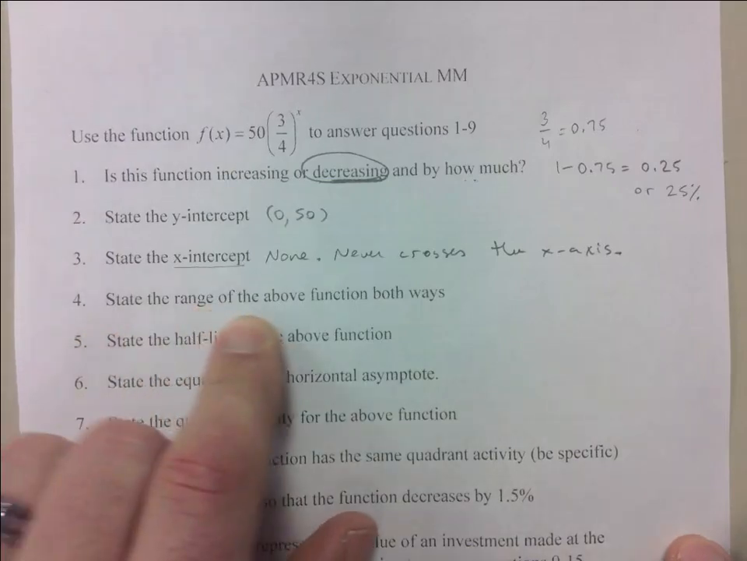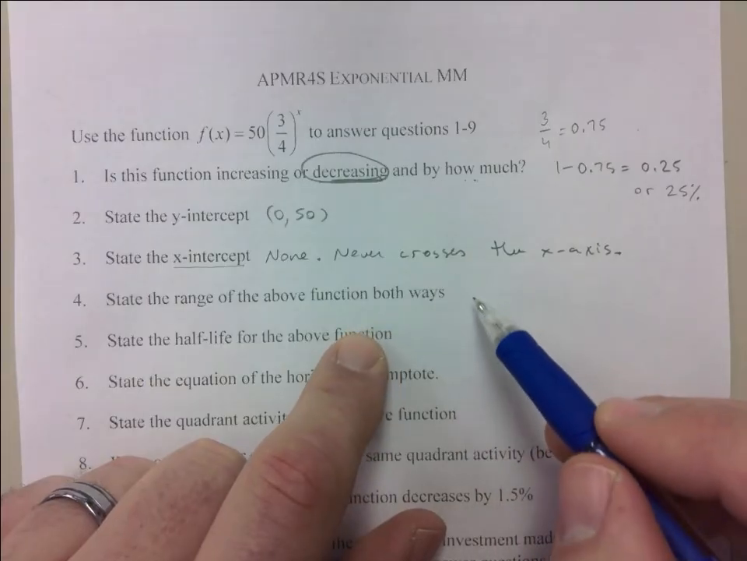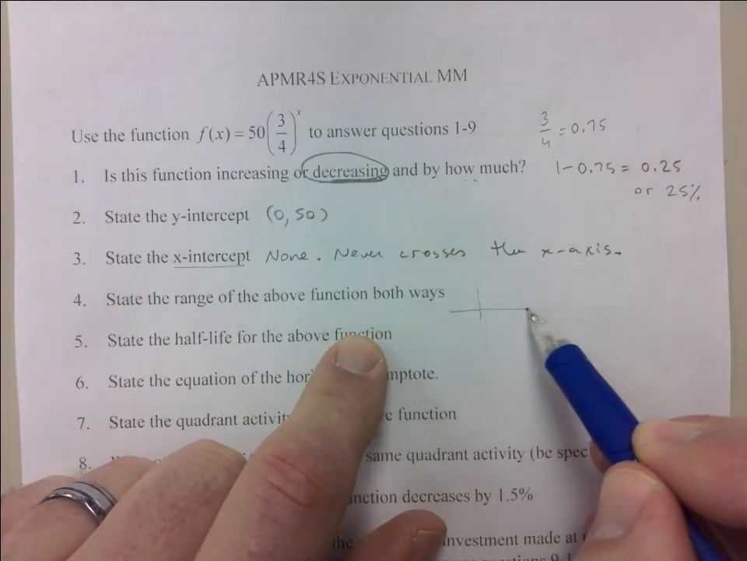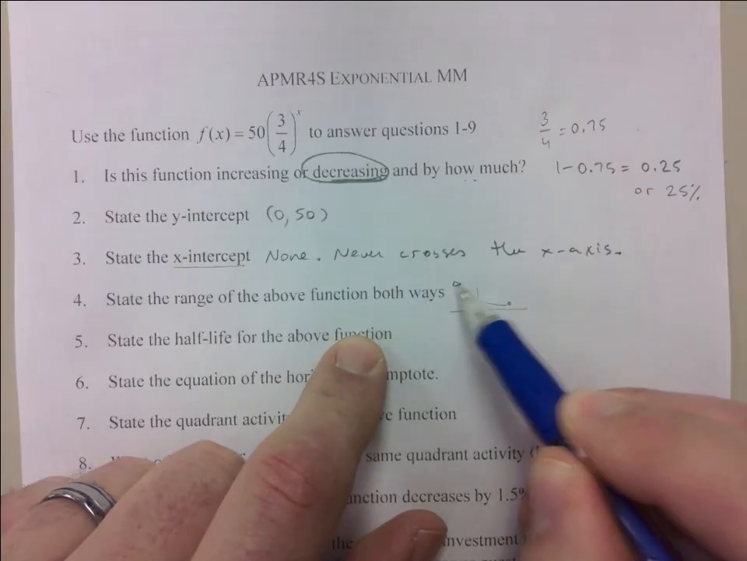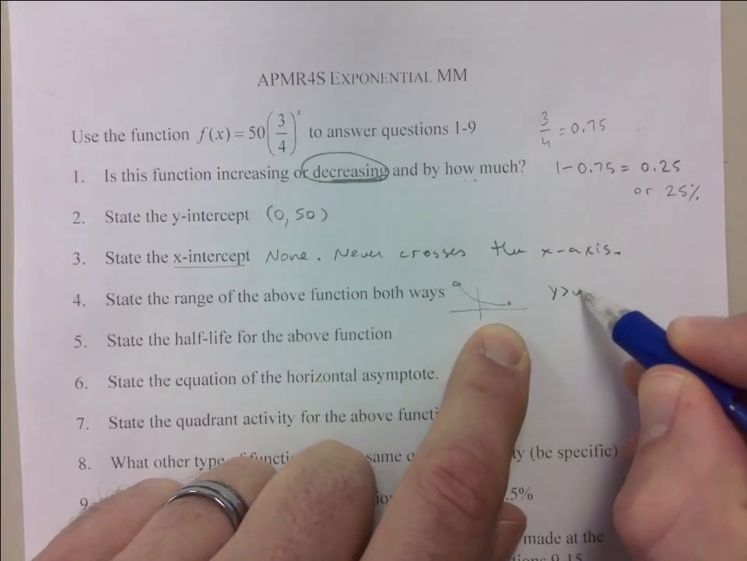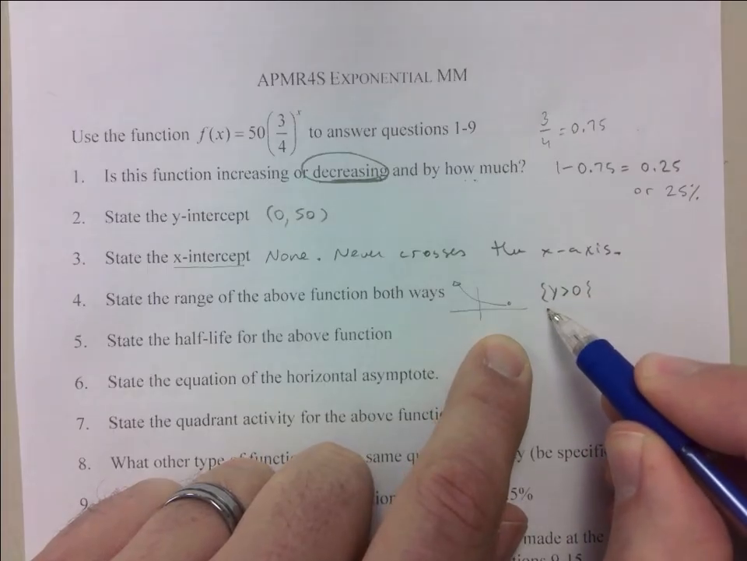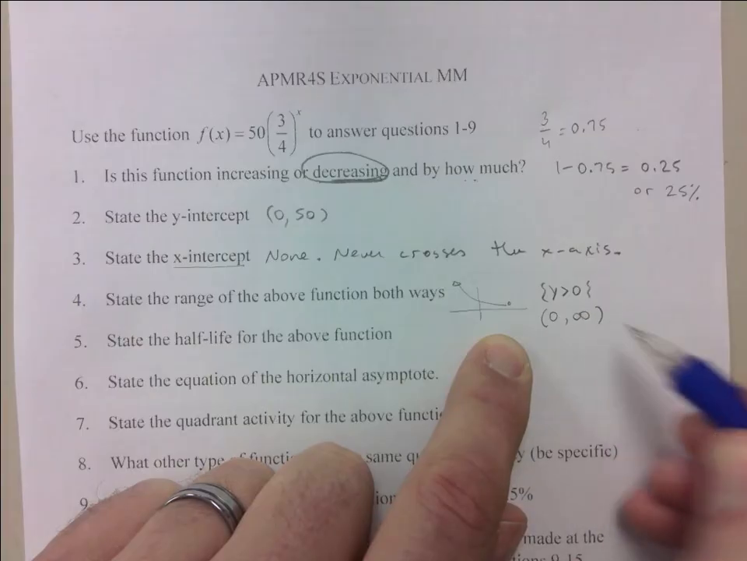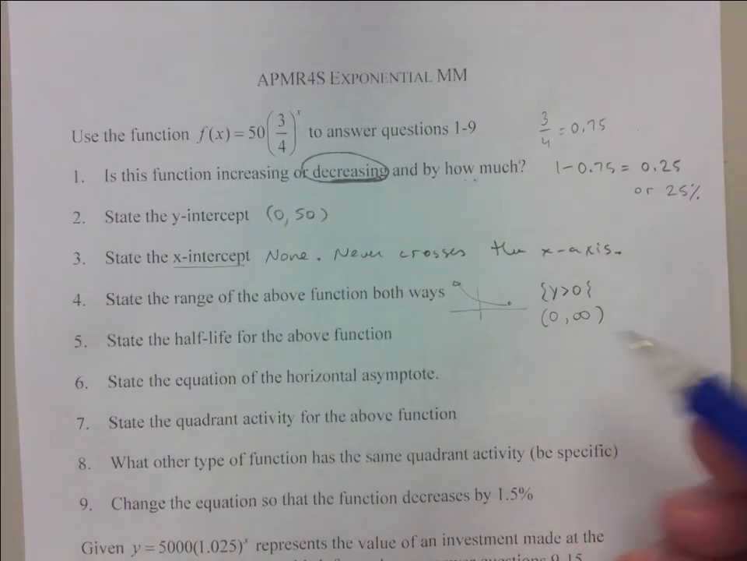State the range of the above function in both ways. So we know that this is decreasing, so it's doing this. So the range is 0, so it would be y is greater than 0. That's the set notation. Or you can say 0 to infinity. Okay? Either one of those will do the trick. If you did one of those and you got that one right, you're good. Okay? I'll give you the marks for that.